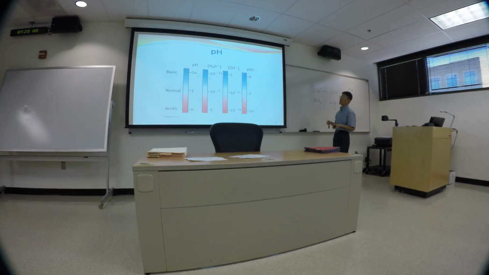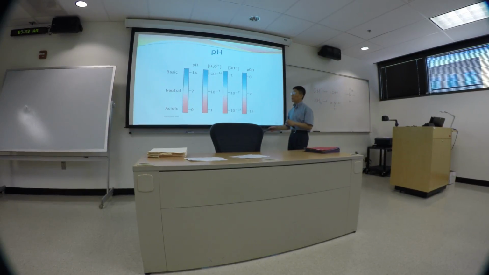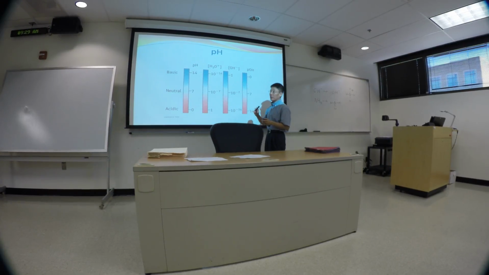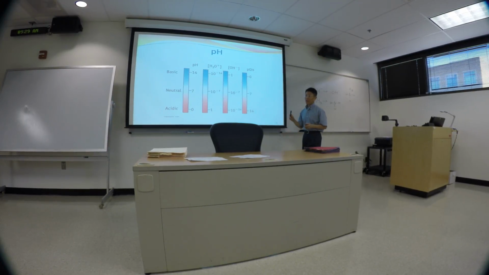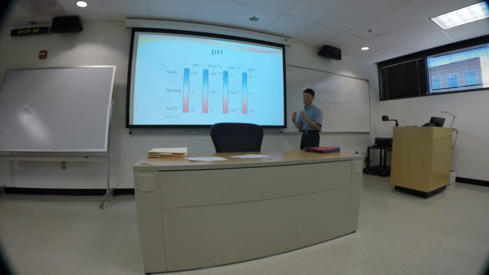Okay, so how do we define whether a solution is acidic or basic? If the pH is less than 7, the solution is said to be acidic. If the pH is greater than 7, the solution is said to be basic. If the pH equals 7, the solution is said to be neutral. pOH, however, is just reversed.